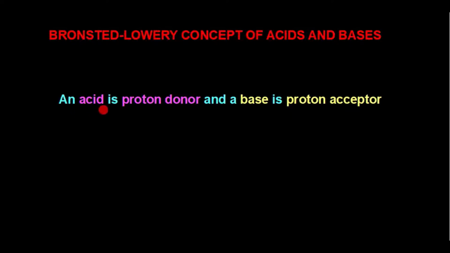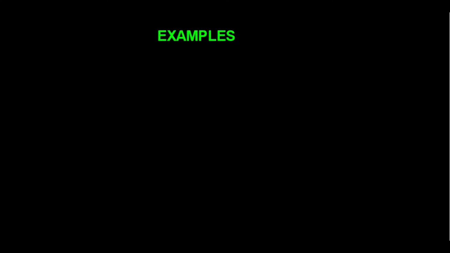An acid is a proton donor and a base is a proton acceptor. Usually the H plus sign is known as a proton. We will understand the Bronsted Lowry theory for acids and bases with the help of some examples. We will take the first example.